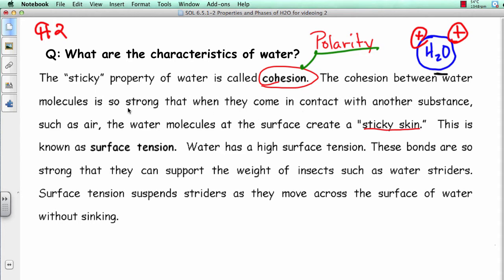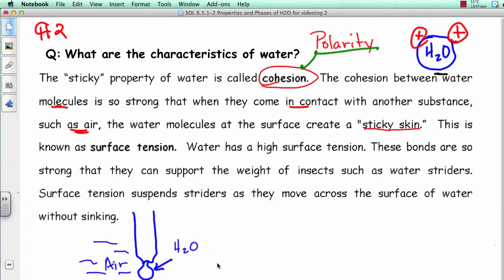What about this idea of molecules being in contact with air? For now, just notice that when water molecules come in contact with air, whether it's on the surface of a pond, or a little drop on a leaflet, or a drop coming out of a dropper, where water molecules come in contact with air, there is surface tension. Okay, so let's go on.